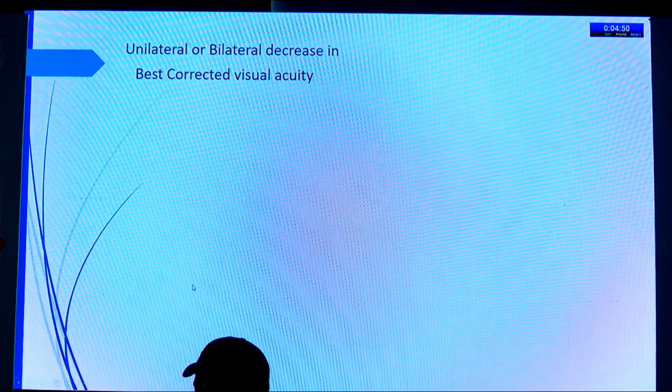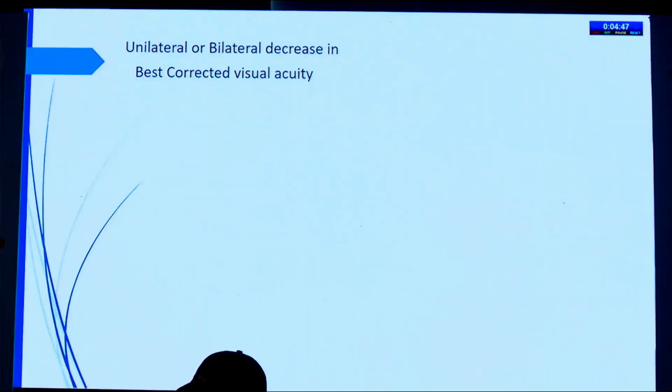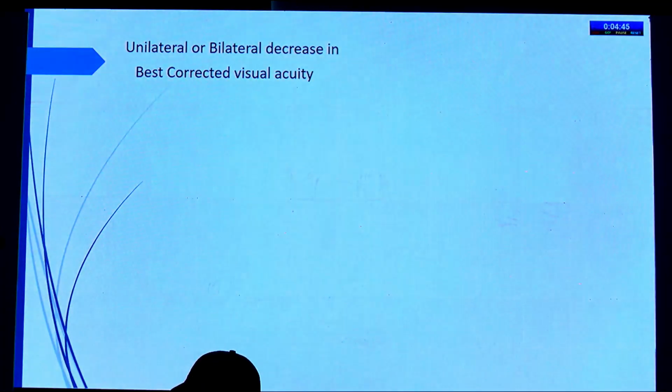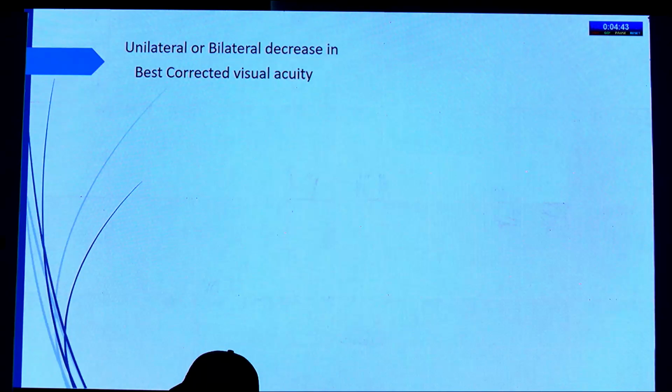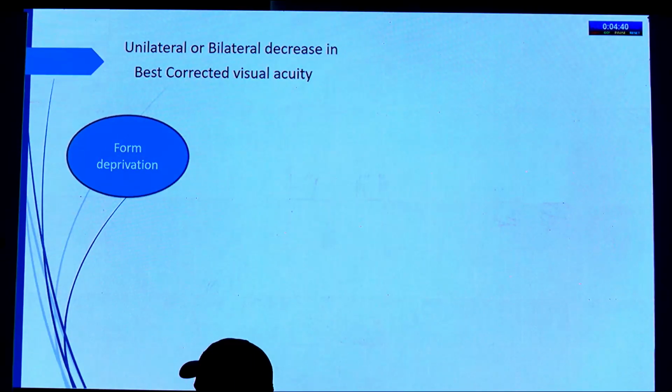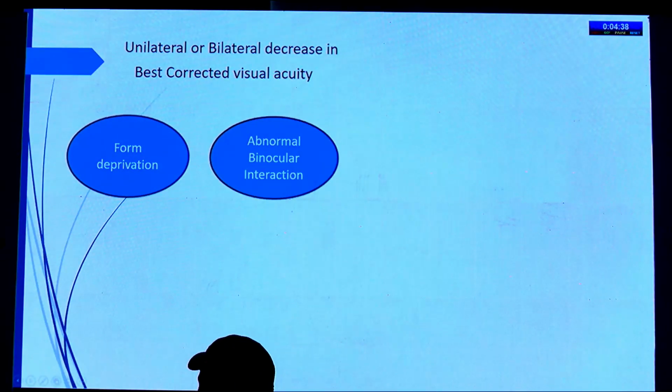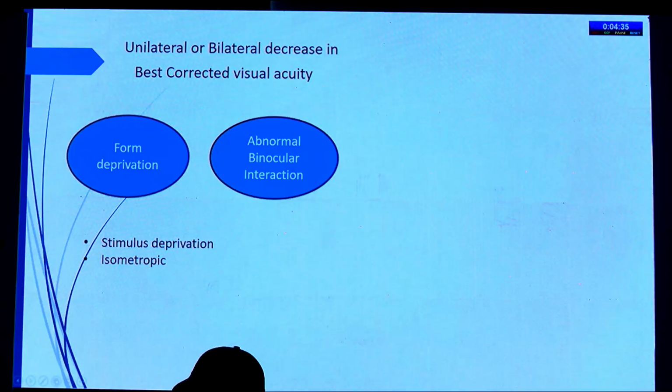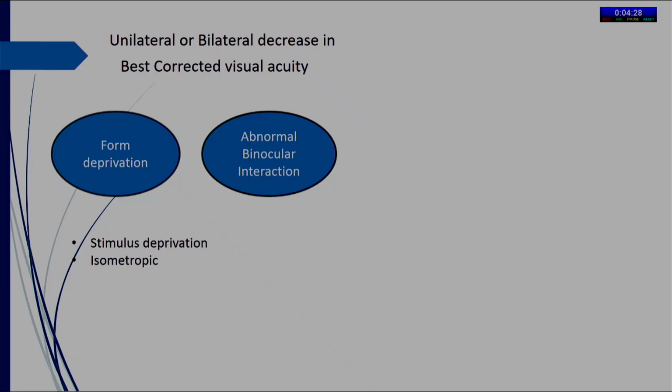As we all know, amblyopia has been defined as unilateral or bilateral decrease in visual acuity, which is due to either form deprivation or abnormal binocular interactions. When we say form deprivation, it could be because of significant refractive error, or because of the presence of media opacities like congenital cataract. And the abnormal binocular interaction happens in patients with anisometropia and strabismus. Amblyopia can happen because of a combination of form deprivation and abnormal binocular interaction.